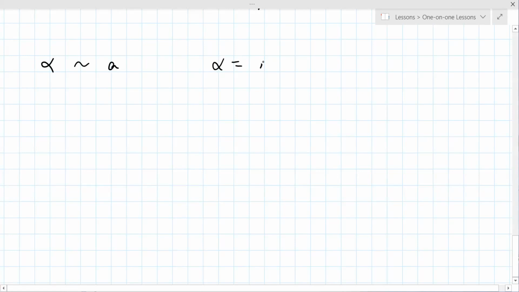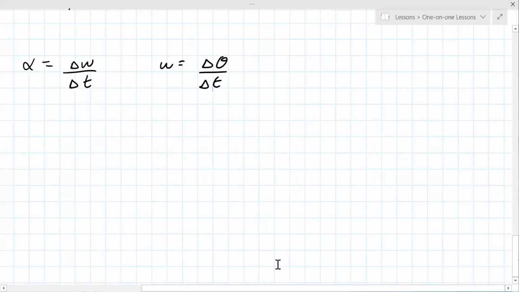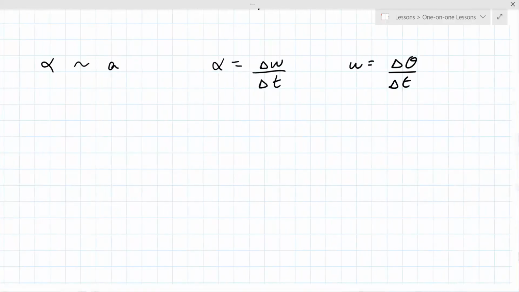Alpha is the change in omega over the change in time. Omega is the change in angle over the change in time. Maybe you saw those equations at some point. Okay, I've got to find a reference here because it's been a while since I've done these. Make sure you get the right answer. So we're trying to figure out the angular acceleration.